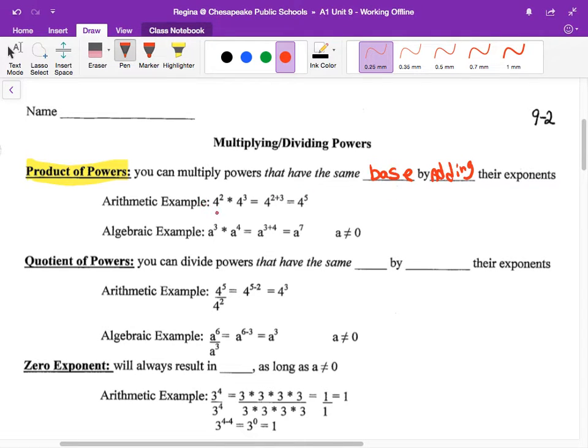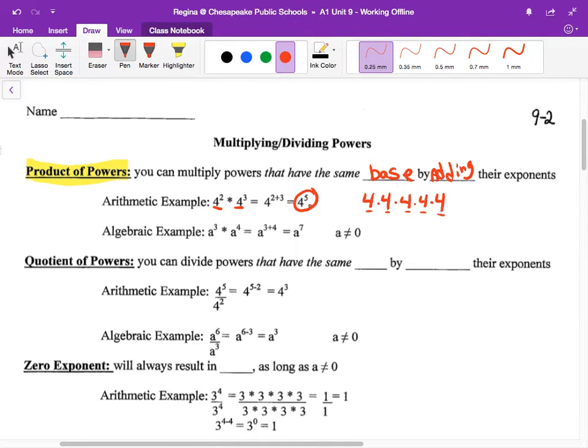So here's an arithmetic example. See, they have the same base. The big bottom number is 4. So we can just add 2 and 3, and that would give us this. There's your answer. Now remember you can always expand this out and see what the big picture looks like. 4 squared would look like this, and 4 cubed would look like this, and then count how many 4s you have. 1, 2, 3, 4, 5.